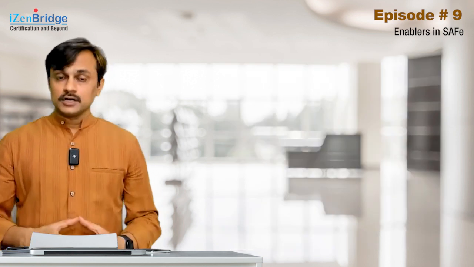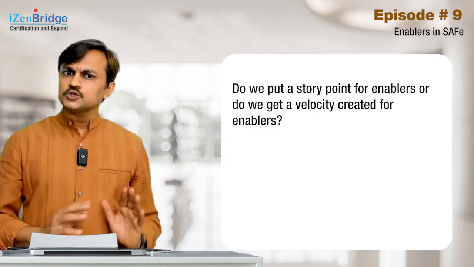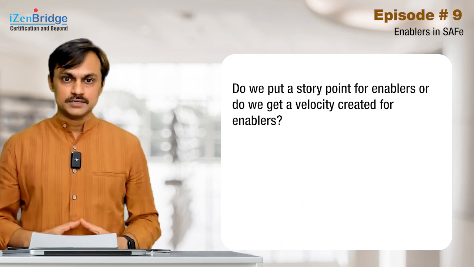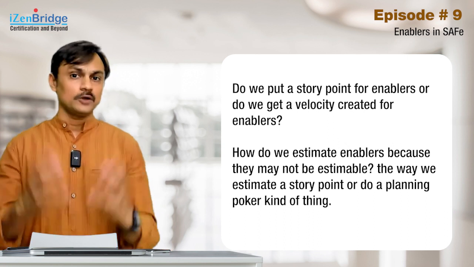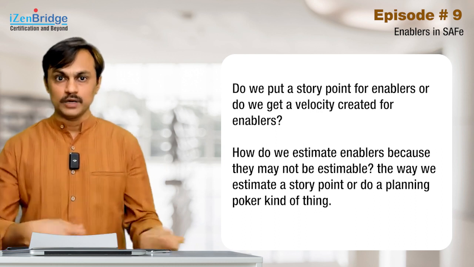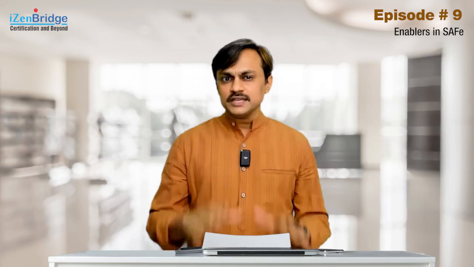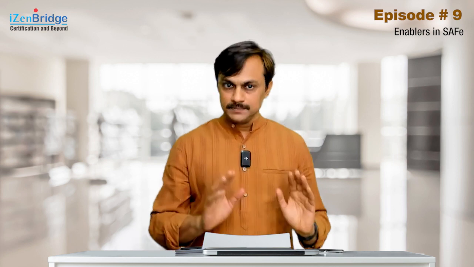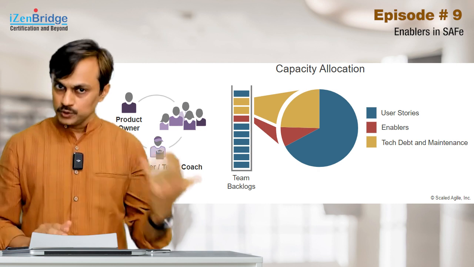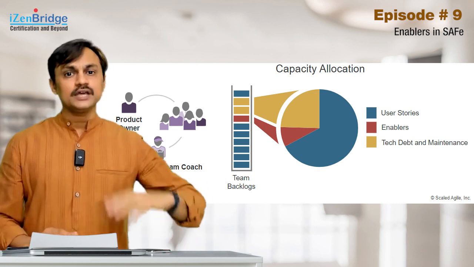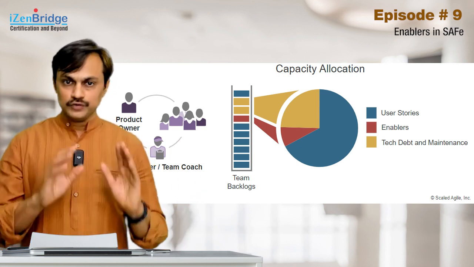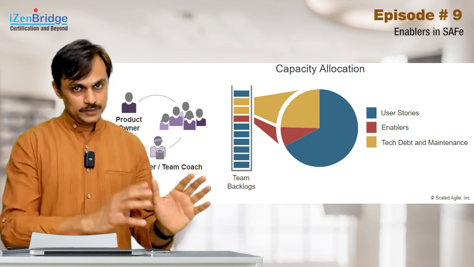Another question usually comes related to enabler. Do we put a story point for enablers? Or do we get a velocity credit for enablers? And how do we estimate enablers? Because they may not be estimatable the way we estimate story points or do a planning poker kind of thing. So from a SAFe perspective, they do recommend estimating the enablers, and they do recommend keeping the same unit of estimate like story points so that we know how much capacity is getting allocated to enabler kind of work. So we do need to estimate enablers in these story points.